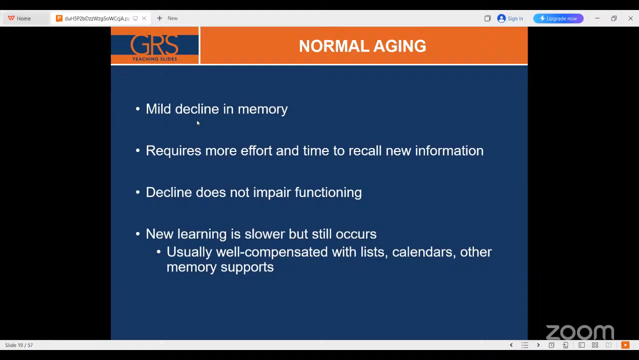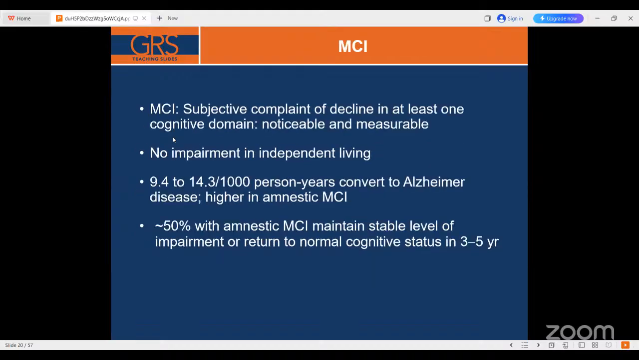So we start with normal aging. With normal aging, we have a mild decline in memory. Patients, as they increase in age, take more time and effort to recall information, but this decline does not affect their daily activity and daily function. They also take longer than younger people in learning new things and doing calculations.